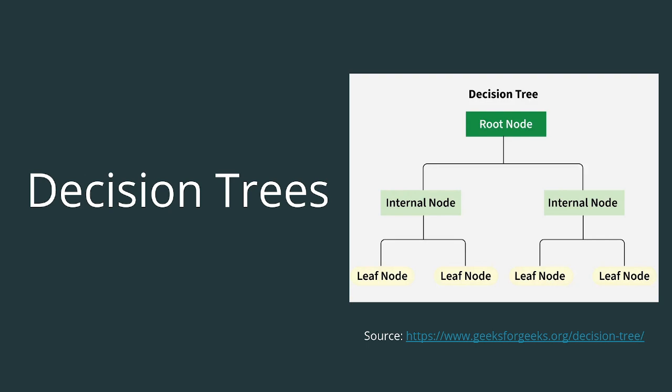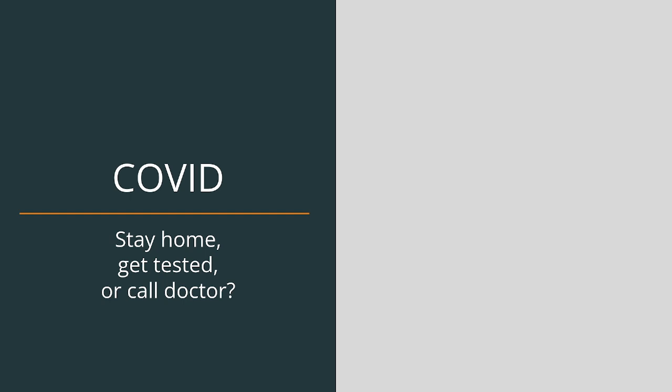Speaking generally, the root node is the first decision. And if that decision is true or false, we're going to branch off into sub-trees that ask other questions. Just to make this a little more concrete, an example of a decision tree from 2019 or 2020 is a COVID decision tree. Do you want to stay home? Do you want to get tested or call a doctor?